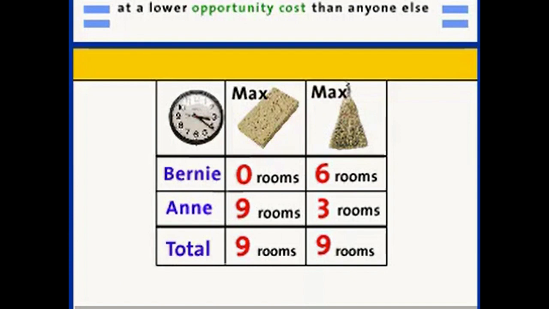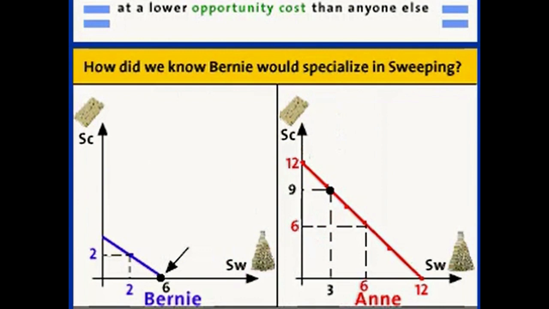Looking at this picture, how could we have known that Bernie was going to wind up specializing in sweeping services? Well, we would know because Bernie's production possibilities frontier is flatter than Ann's. His slope is -1/2, Ann's is -1. Because Bernie's production possibility curve has a flatter slope, we know that Bernie's opportunity cost is smaller for sweeping than Ann's is. Bernie has an opportunity cost of 1/2 room scrubbed. Ann has an opportunity cost of 1 whole room scrubbed. Therefore, Bernie will specialize in sweeping because he has a comparative advantage in sweeping. Ann will then specialize in scrubbing.